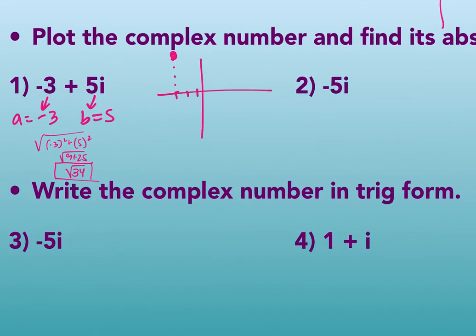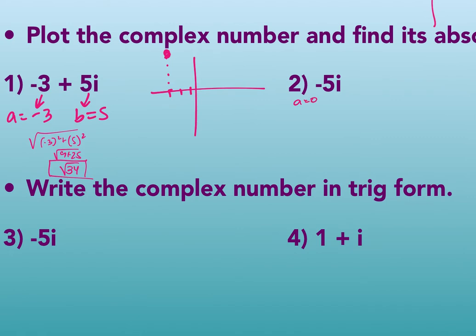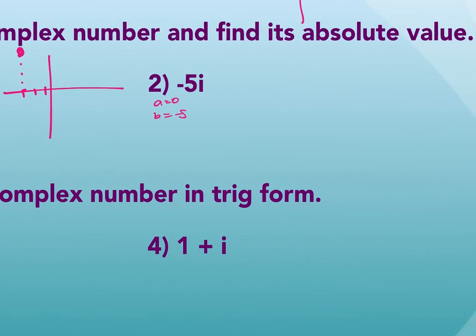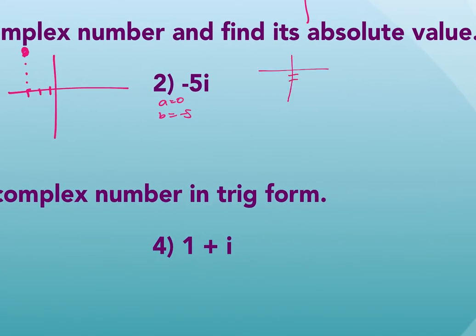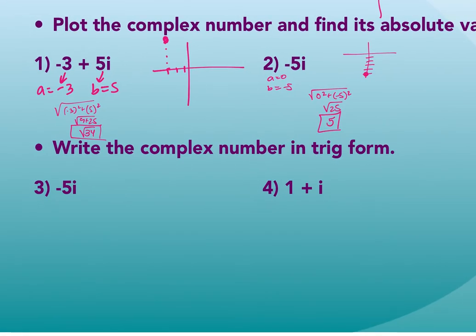For 2, -5i, your A is now 0 and your B is -5. So I don't move left or right at all, and I just move down 5 spots. That's where the coordinate point would be. And then the square root of 0 squared plus -5 squared would be the square root of 25, which goes back to 5, and that's the magnitude there, or the absolute value. Questions on that one?